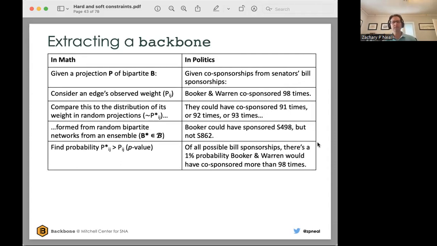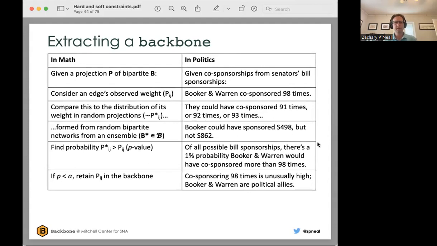So once we've got our distribution of the edge weight in projections arising from a bunch of random projections, we can simply find the probability that our observed edge weight was bigger than this distribution of a bunch of random potential edge weights. So in our context, we might observe, for instance, of all possible bill sponsorships, that is, of all possible bipartite graphs, there's only a 1% chance that Booker and Warren would have co-sponsored more than 98 times. And so at that point, we can proceed using an ordinary hypothesis test, treating this probability as a p-value.